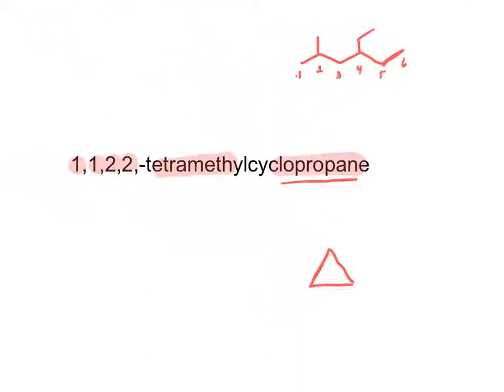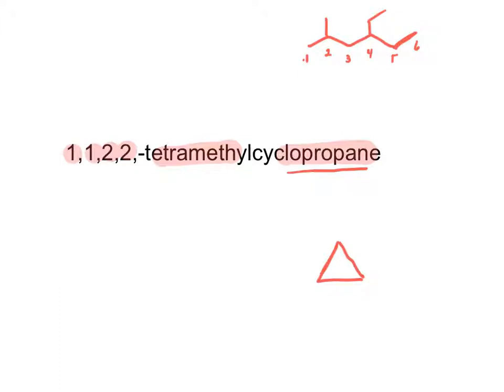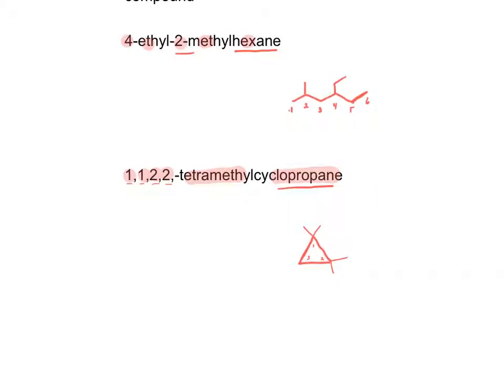right? I'm going to go ahead and zoom in here. Let's say I start numbering 1 at the top, so this is 1, 2, 3. Here we have 2 methyls at the 1 position. And then I have 2 methyls at the 2 position as well. So here's 2 methyls at the 2 position. It's weird looking, but this is 1,1,2,2-tetramethylcyclopropane.